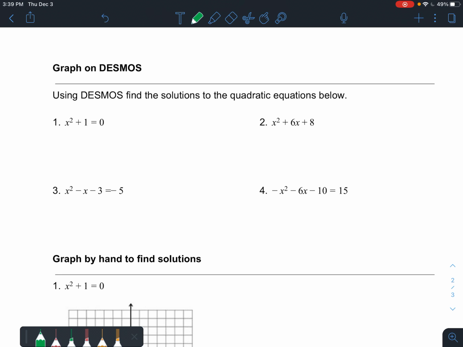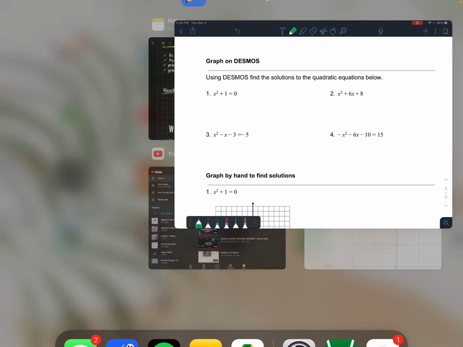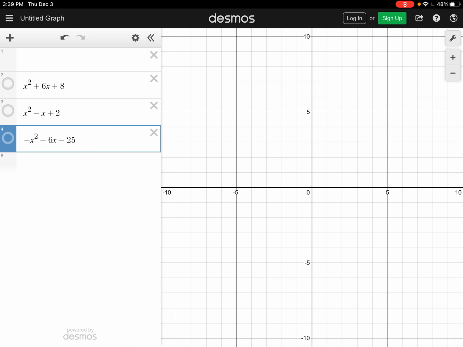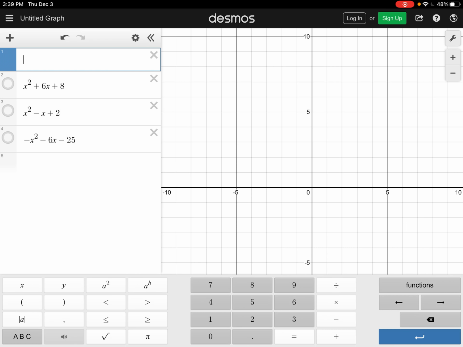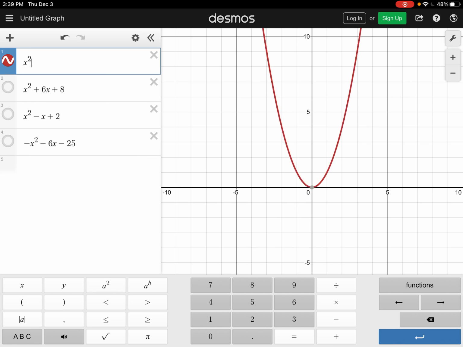Sometimes we can use Desmos to graph our quadratic equations to find solutions. Unless it tells you to graph using Desmos, you should not be graphing using Desmos. You should be graphing by hand unless told otherwise. There's a fancy little app you can get on your phone or something like that. So I'm going to go to my Desmos app here. Our function was x squared plus 1. So I'm going to type in x squared plus 1.